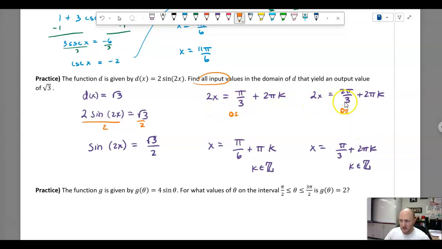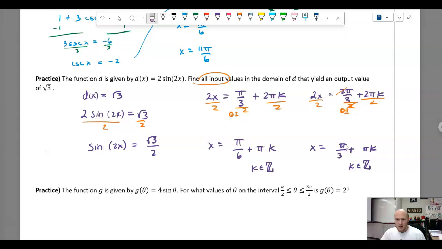And then I have to divide both sides by 2. So I divide everything by 2. And so for our first solution, we get pi 6 plus pi k, where k is an integer. And then for our second one, if we divide everything by 2, that 2 cancels with that numerator. You get 2 pi 6, which is the same thing as pi thirds, plus pi k, where k is an integer, okay?